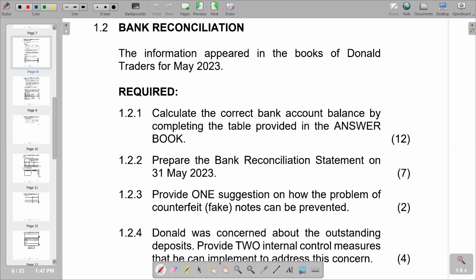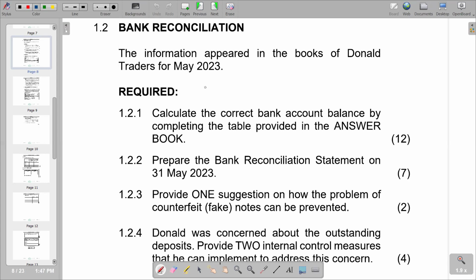So we should take note of the relationship that exists between the CRJ, CPJ, and the bank reconciliation statement. What appears on the credit side of the bank statement should appear in the cash receipts journal, and what appears on the debit side of the bank statement should be in the cash payments journal. So we take note of that.